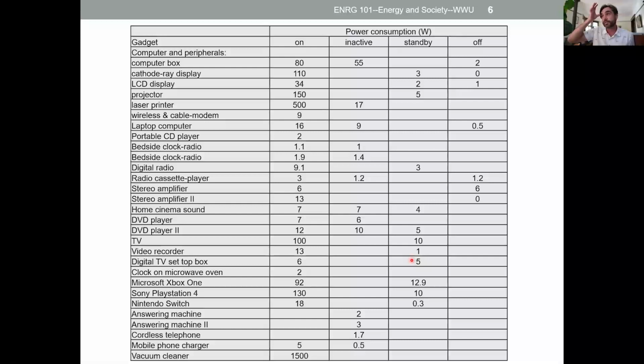Here's a huge list of a bunch of different devices, gadgets around your house that consume energy. Here's a couple of interesting things I wanted to point out. Obviously, you don't have to memorize this for a test or something, but I want you to get a general sense of what takes a lot of power, what takes less power. Notice the thing that takes the most power here. It's the vacuum cleaner at 1500 watts.